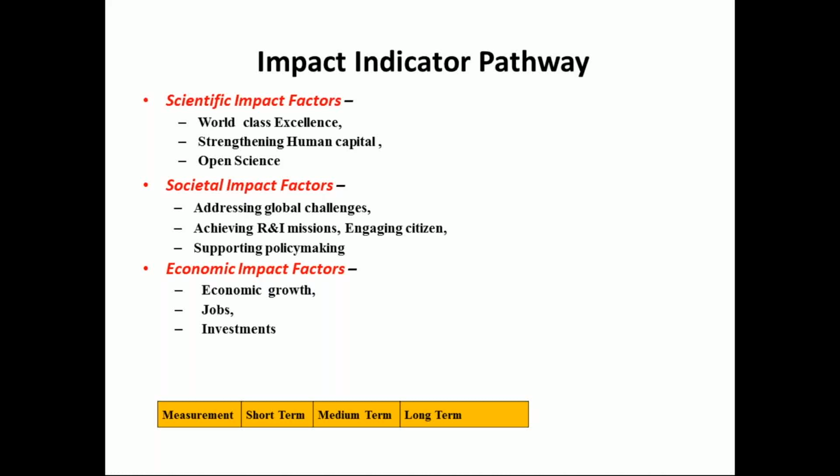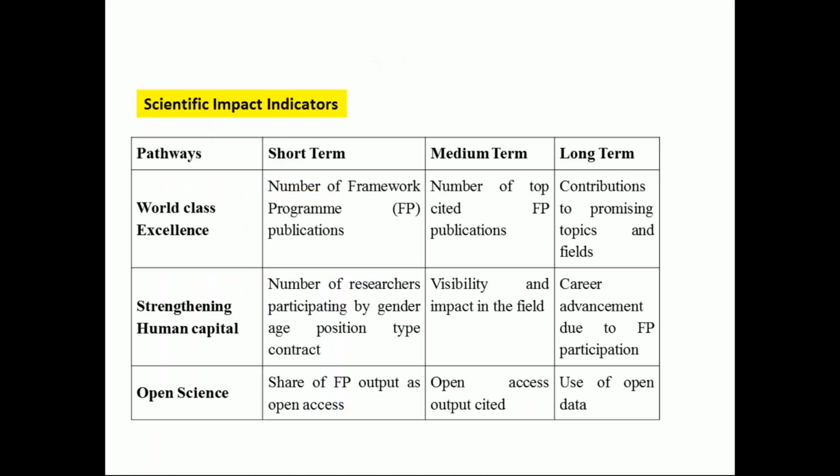The measurement for these impact factors, suppose for scientific impact factor, we used to have short term, medium term, long term. Similarly, for everything, there will be short term, medium term, long term measurements. Let us compare the scientific impact factor with the pathways on short term, medium term, and long term. World class excellence: number of framework programme publications, number of top cited framework programme publications, contributions to promising topics and fields. In the case of strengthening the human capital, number of researchers participating by gender, age, position type, contract, etc. In the case of medium term, visibility and impact in the field. Long term, career advancement due to framework programme publication, participation. Open science: share of FP output as open access output cited, use of open access data.